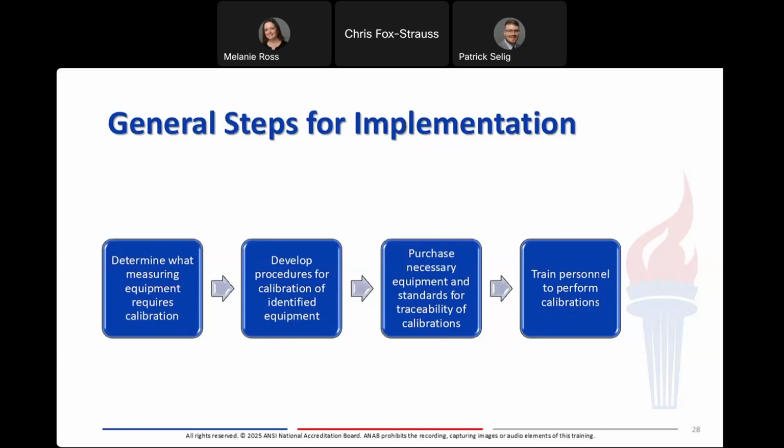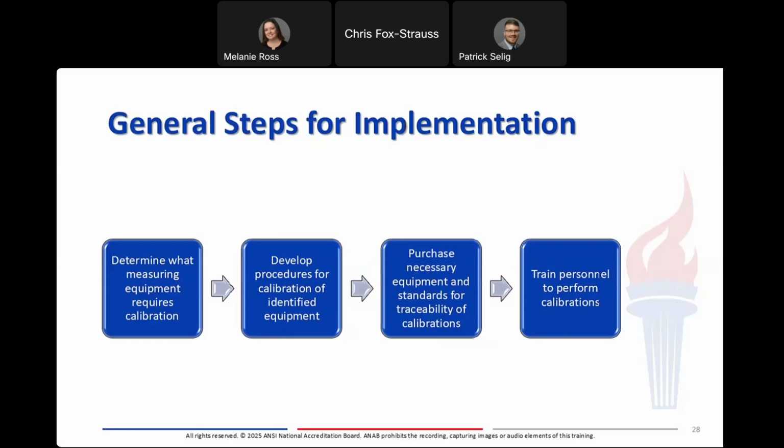If considering bringing calibrations in-house, there are general steps for implementation. These steps are just suggestions and not the way that you would have to do it. Your laboratory needs to evaluate risk and the context of your organization to determine the feasibility and the steps needed to bring calibrations in-house if applicable.